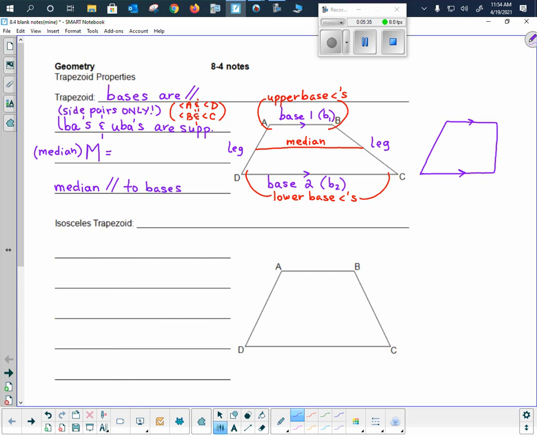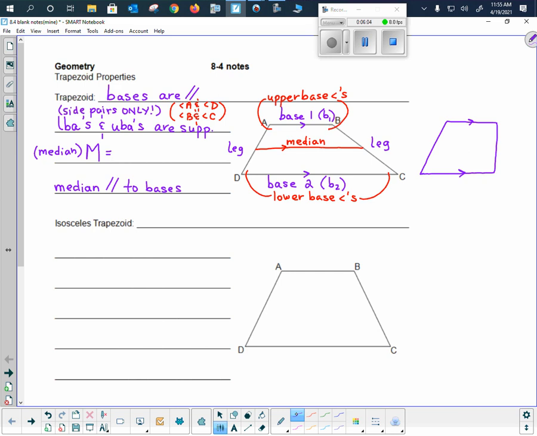Okay, and the bases are both parallel to each other, so we can just add another arrow, if you will. So all three of those, base 1, the median, and base 2, are all parallel to each other. That's important to keep in mind. All right, but as far as how it's related, first of all, recognizing a median. A median cuts the legs in half. We said it goes through the middle of the trapezoid, but it cuts each of the legs in half.